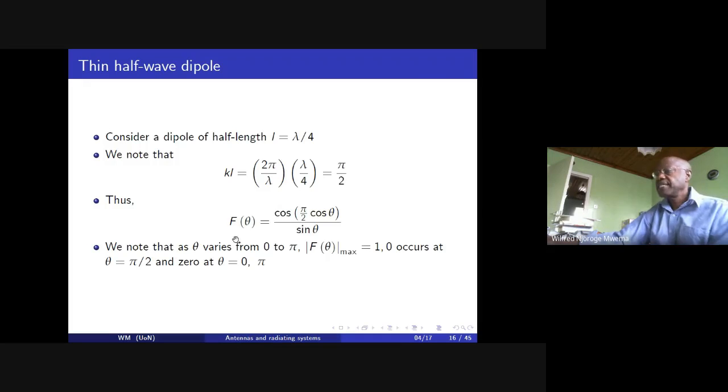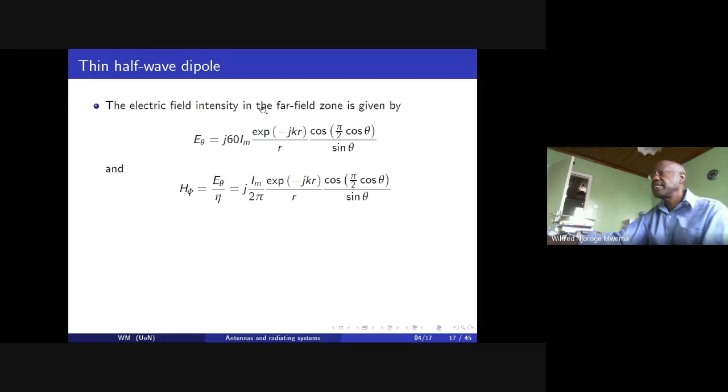So we note that as theta varies from 0 to pi, the magnitude of f theta will have a maximum value of unity, and it will occur where theta is equal to pi by 2, and will be 0 when theta is equal to 0 or equal to pi. That is along the dipole. So the electric field intensity in the far field zone is therefore going to be given by E theta equal to j 60 Im, the exponent of minus j k r by r, the cosine of pi by 2 cos theta over sine theta, and the H phi will be given by E theta divided by the intrinsic impedance of the medium.